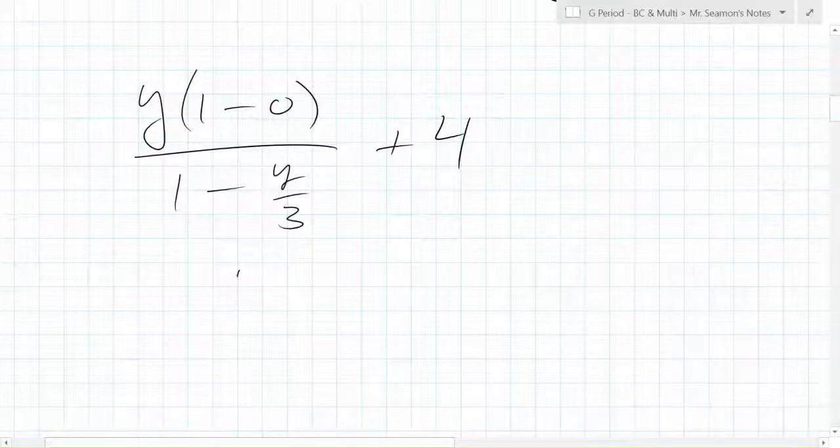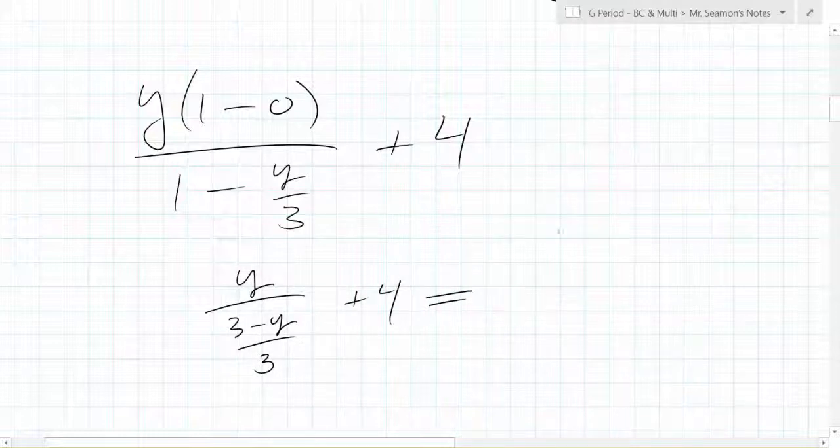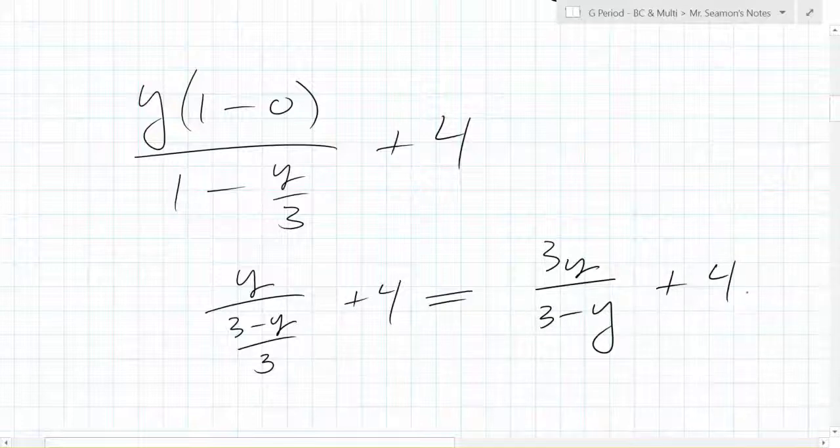You don't have to? Do we? Well, yes, you should. I mean, in this case, yes, you should. So let me be clear. Sometimes the book, I think, oversimplifies. In this case, you should. I don't like seeing compound fractions like that. So this is going to be what? 3 minus y over 3 plus 4, right? So that equals 3y over 3 minus y plus 4. Is that correct? Help me with that. You flip over the fraction, yeah.